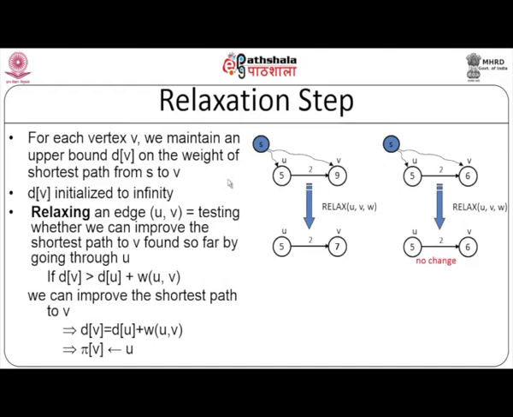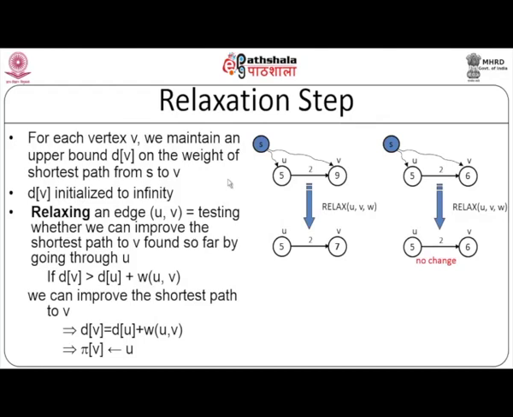Now, we go to a very important step associated with shortest path algorithms, that is the relaxation step. First we saw an initialization step. We initially assume that the estimate is infinity, and that the predecessor of every node is nil. Then we start the algorithm, and for the source node the actual distance is put as 0. For each vertex V, we maintain an upper bound d of V on the weight of the shortest path from S to V.